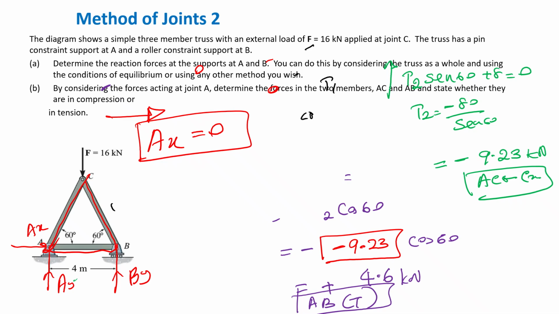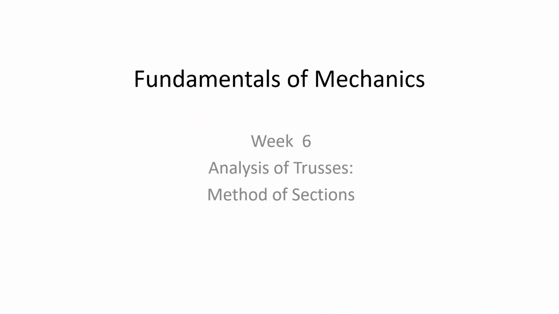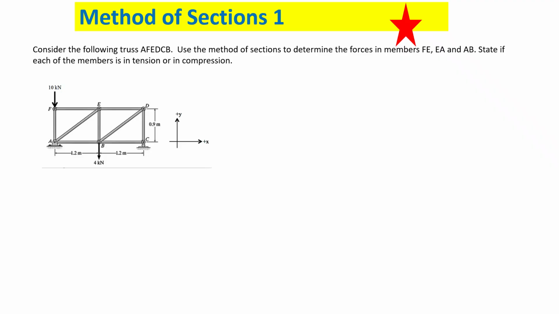I'm going to do the method of sections, okay? When you have a big truss with many members, the method of joints is not easy for finding a particular member force, because you have to go by every joint and find it. But in the method of sections, what we do is section the truss.